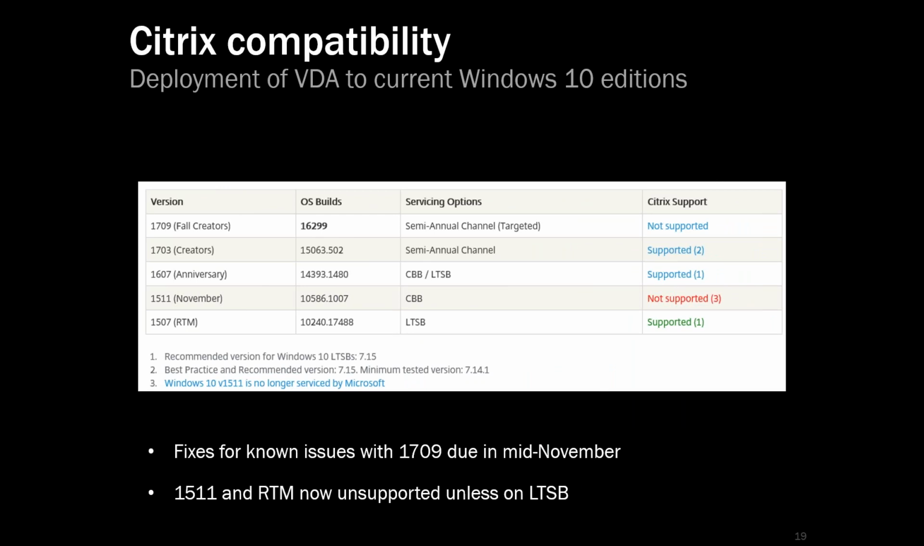But anyway, talking of Citrix compatibility to current Windows 10, 1709 literally has just come out of the door, so as you expect, it's not yet officially supported for doing VDA installs on Citrix. Mid-November, I believe, they will have some fixes for 1709. 1703 and 1607 are fully supported, 1511 and the RTM version are not supported unless you're on LTSB.